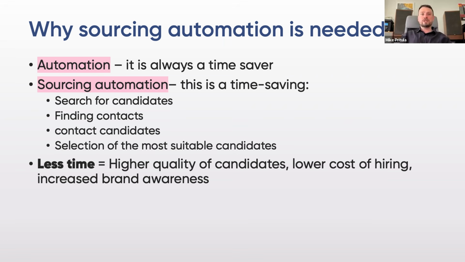Why do we need sourcing automation specifically? Like with any automation, it's about saving time. For example, you wash clothes at home in a washing machine. A washing machine is the automation of laundry. You can wash your clothes by hand, which will take you a couple of hours, or you can throw them in the washing machine, which will take 2 minutes.